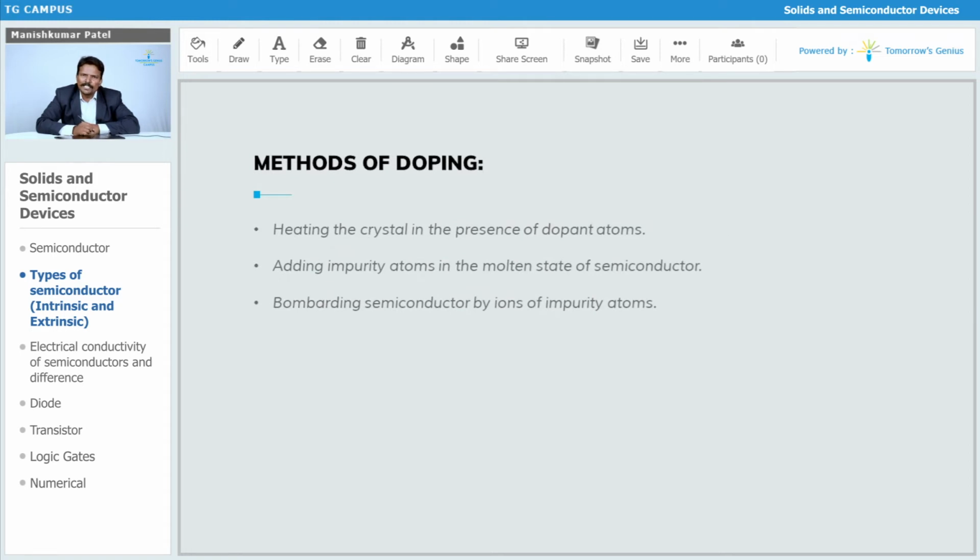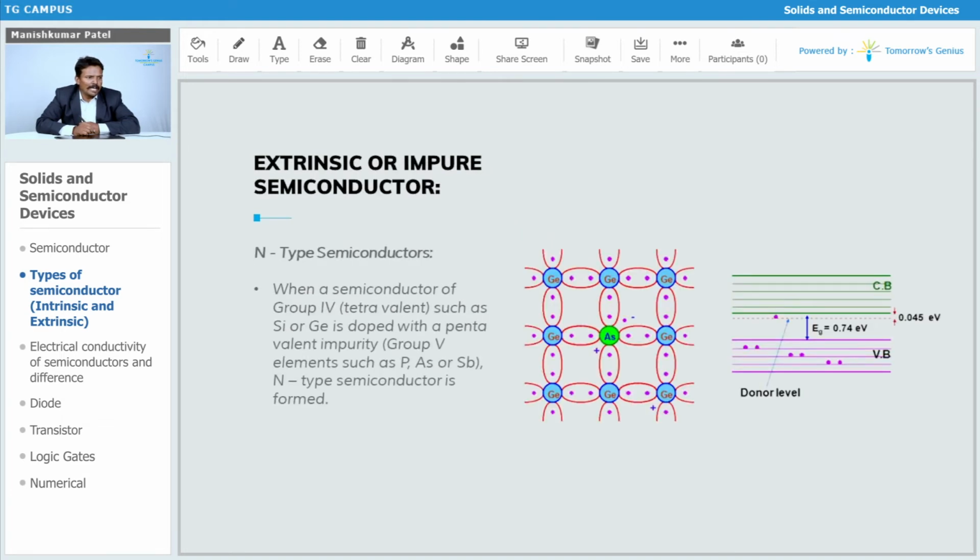Now there are various methods of doping: heating the crystal in the presence of dopant atoms, adding impurity atoms in the molten state of the semiconductor, or bombarding the semiconductor with ions of impurity atoms. This is how it will take place.